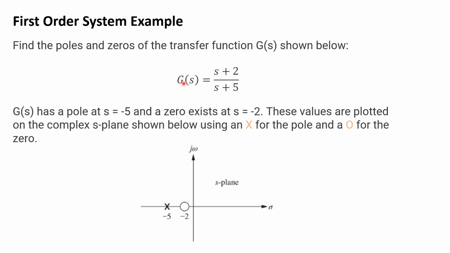So typically what we do on these is we plot these on a pole-zero plot in the s-plane, where we have real values on the x-axis and imaginary values on the y-axis. That's indicated by the j omega. So here we plot, since s equals minus 5 is a pole, we plot that using an x at minus 5. And since s equals minus 2 is a 0, we plot that as a circle. This is called a pole-zero plot, and this is how you plot them.